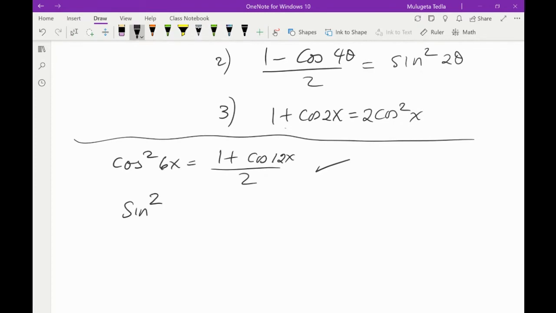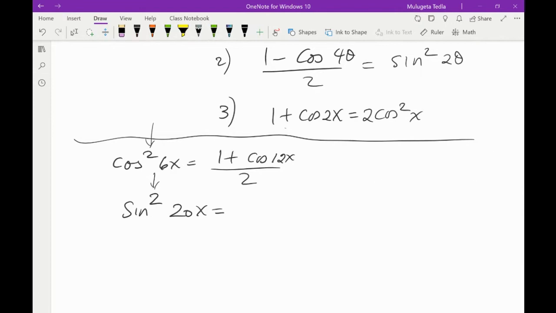Sine squared of 20x is what? If it's sine squared, remember, on the left-hand side, I'm saying square. If there is no square, you should do a square root on the right-hand side, mind you. If there is no square, so, okay, sine of 6x, you should say 1 minus cos of 12x over 2, right?